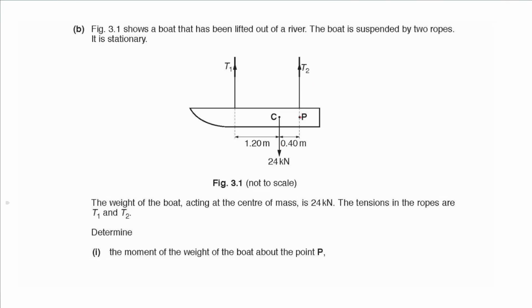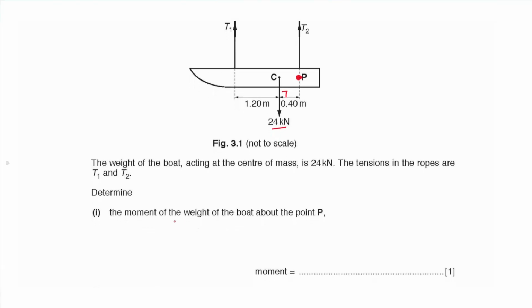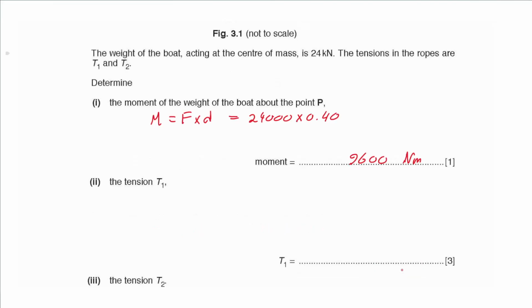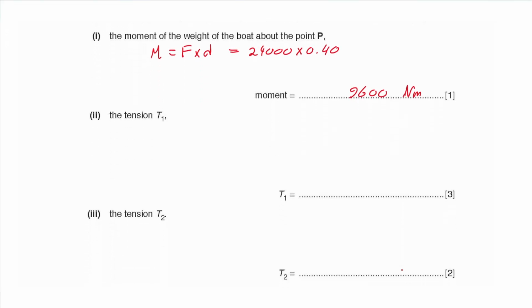So we consider point P to be the pivot here, and we have the force and perpendicular distance from the pivot. We calculate the moment as force multiplied by the perpendicular distance, so 24,000 newtons multiplied by distance 0.40. That gives an answer of 9,600 newton meters, since we multiplied force by distance. Part (i) says calculate the tension T1, and part (ii) says calculate the tension T2.